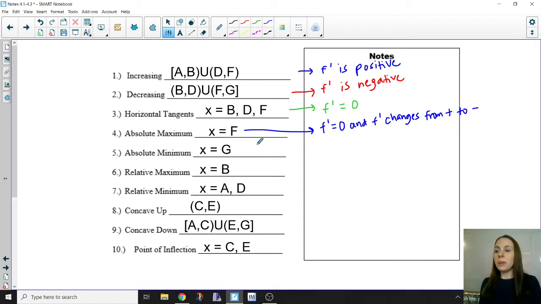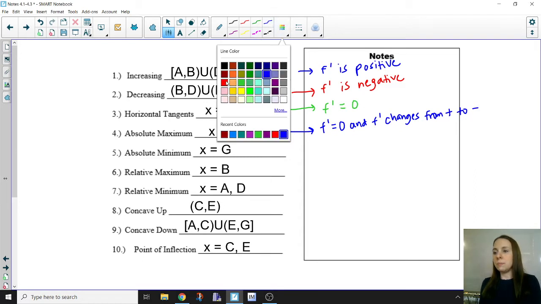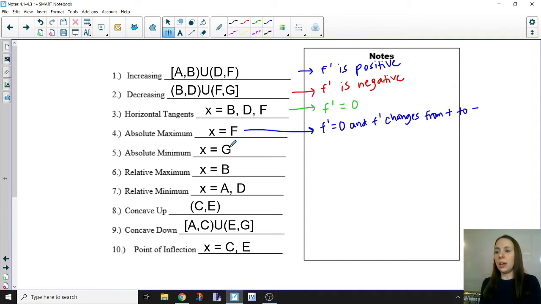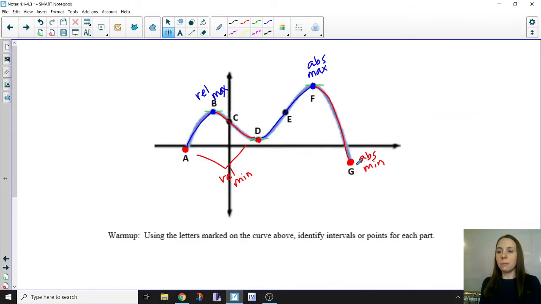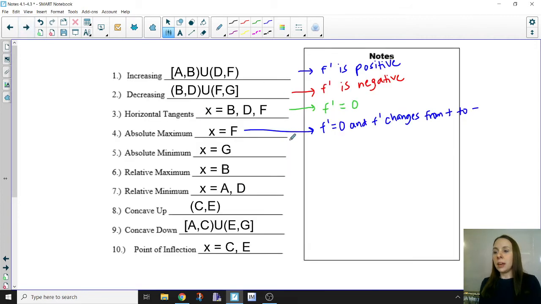Okay, what about that absolute minimum point? What can we say about it? Okay, x equals g. First of all, it's not a horizontal tangent, right? It's not one of these three where f prime was equal to 0. So is there anything special about it? I'd say there is. It's an endpoint, right? I think that's important to note here. X equals g is an endpoint.